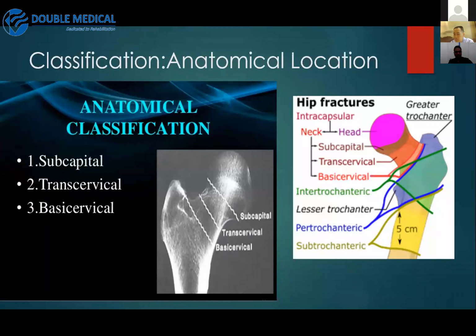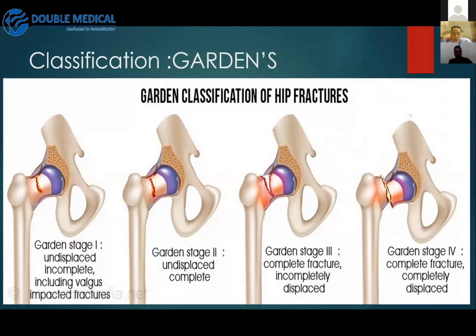Then coming to the anatomical classification, we all know the subcapital, transcervical and basicervical, as shown in this diagram, and the proximal part of the peritrochanteric region as labeled here. We all use the Garden classification of hip fractures, Garden 1 to 4. Garden 1 is a valgus impacted, undisplaced, incomplete fracture. Garden 2 is undisplaced, complete. Garden 3 is a complete fracture, which is incompletely displaced. And Garden 4 is a completely displaced, complete fracture.